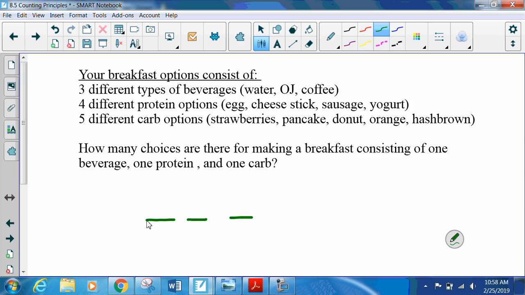Like this line represents the first event, and you're like, what event are you talking about, Miss Overby? Well, the event of picking out a beverage, right? So my first event is I'm going to pick out a beverage. How many different ways could I do that? Well, there's 3 different types, right? Water, OJ, and coffee. So I'd put a 3 up here. My second event is going to be to pick a protein option, right? And I have how many different ways to pick a protein option? I have 4 different ways: egg, cheese stick, sausage, yogurt.